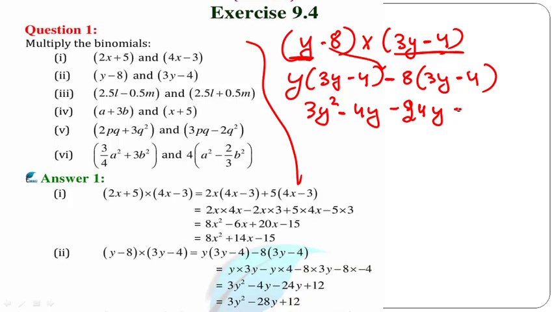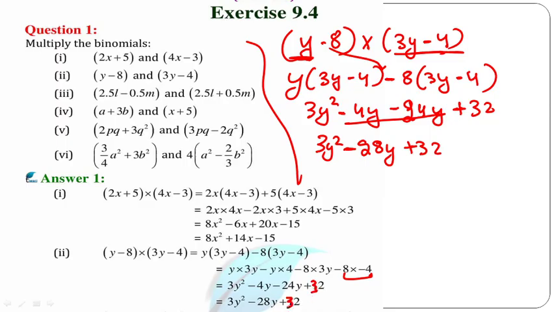24y plus 32. Minus into minus is plus. So on solving we will obtain 3y square, minus minus will add, that is 28, and the sign of the bigger term is minus, so 28y plus 32. So this is your required answer. Here the multiplication of 4 and 8 is not 12, this is 32. So the answer is this 32. So this is your required answer.